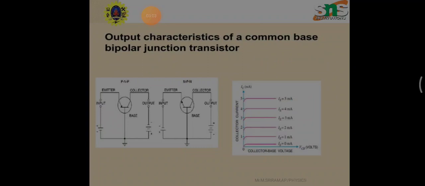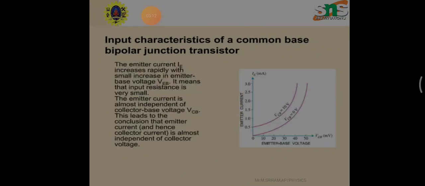And the output characteristics of a common base bipolar junction transistor, as the collector-base voltage gradually increases, so does the current. In the input characteristics of a common base bipolar junction transistor, the emitter current increases rapidly with small increases in emitter-base voltage. It means the input resistance is very small. The emitter current is almost independent of the collector-base voltage. This leads to the conclusion that the emitter current is almost independent of the collector voltage.